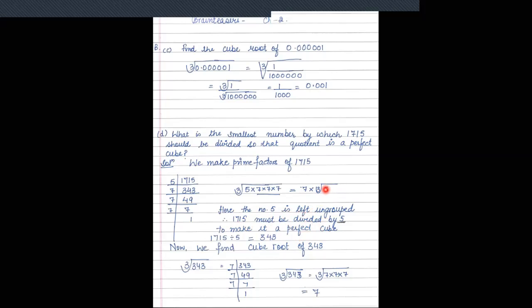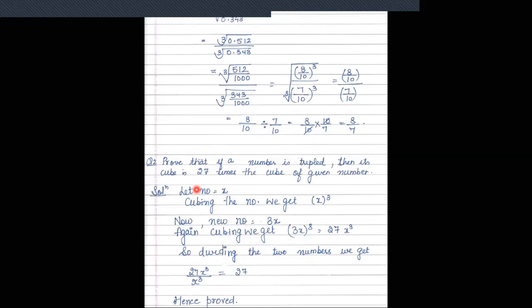And by what means can we remove it? By dividing it. So we will divide the number by 5 and this will be removed. So 1715 divided by 5 is equal to 343. So cube root of 343, we already know that the cube root is 7. Clear? Now let's move on to the next question.